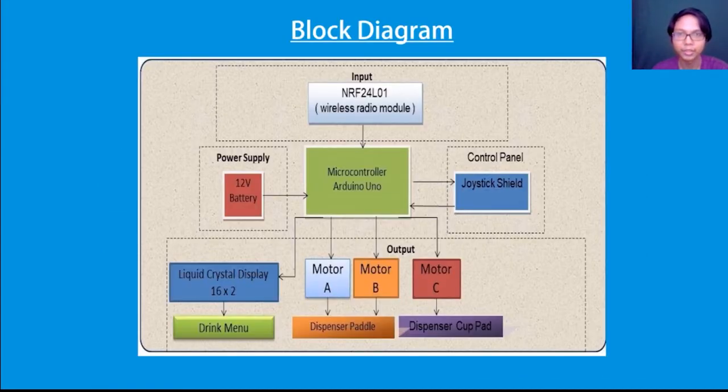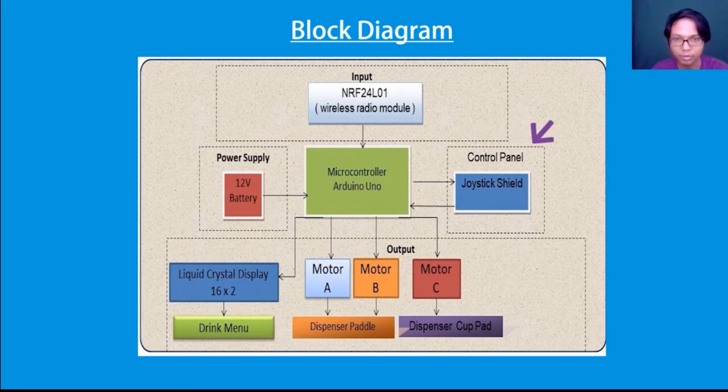First is the block diagram. It starts with the input with an RF24L01 wireless radio module and goes to the microcontroller Arduino Uno, whose power supply is a 12 volt battery, and then connected to the control panel, which is the joystick shield.